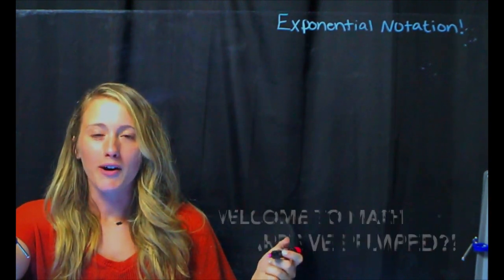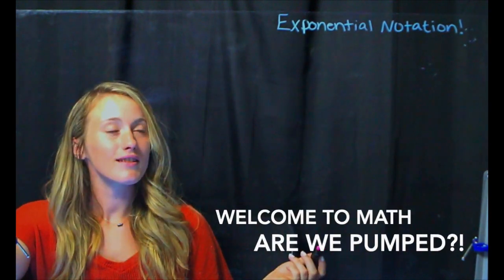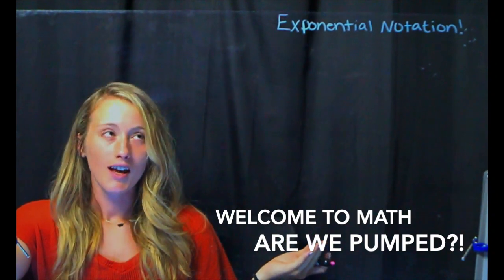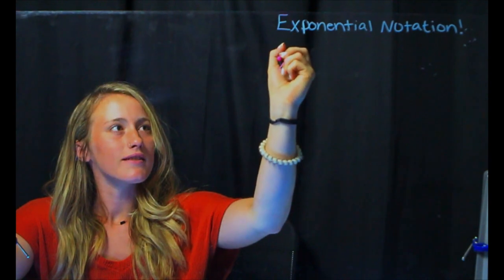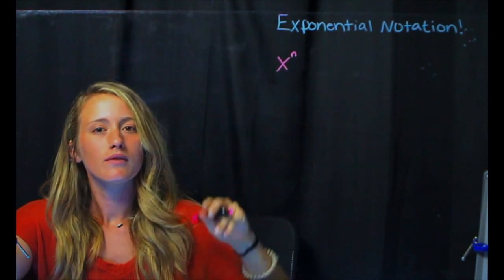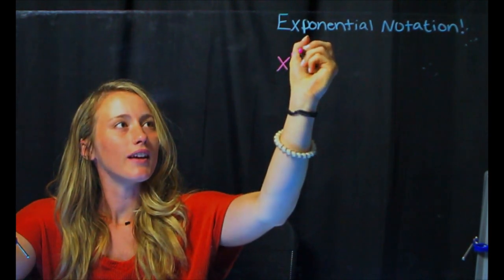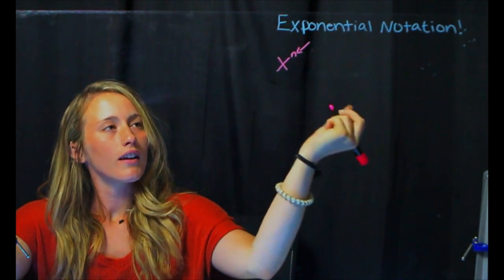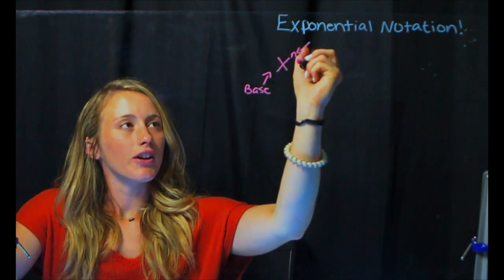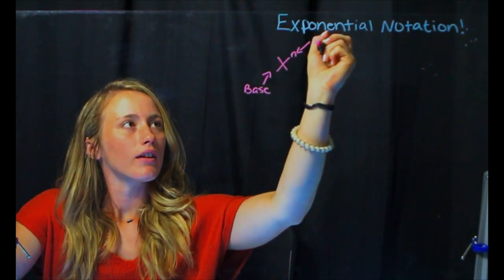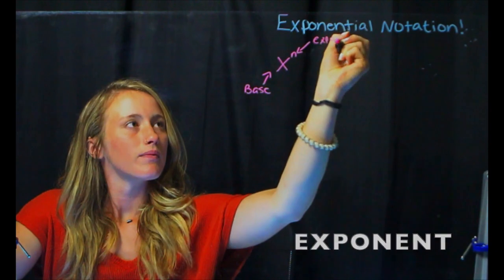Today we're talking about exponential notation. This is actually our first unit. When I say exponent, you may think of something on the lines of this. Our exponent would be the n, and our base would be the x. The n here, the variable, is our, you guessed it, exponent.